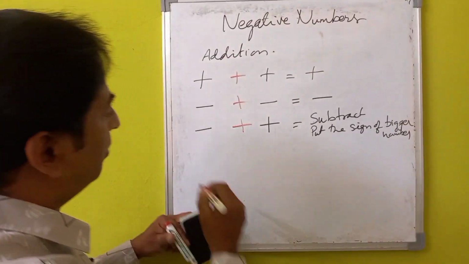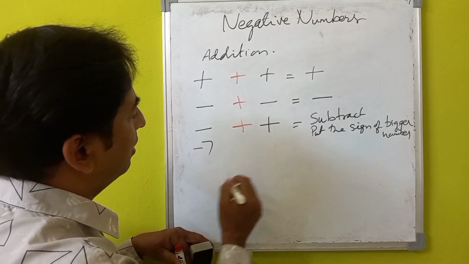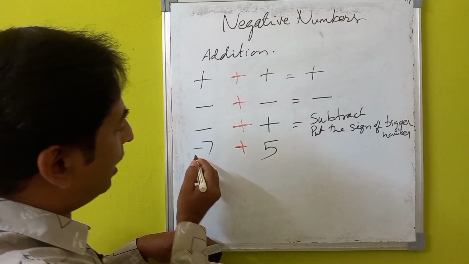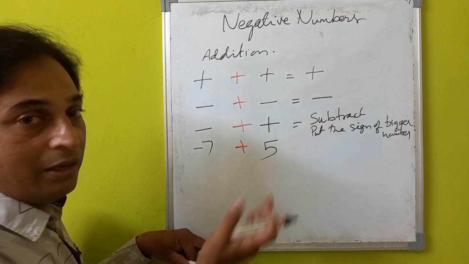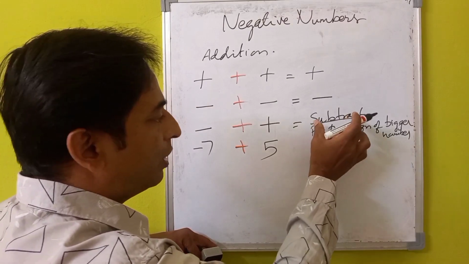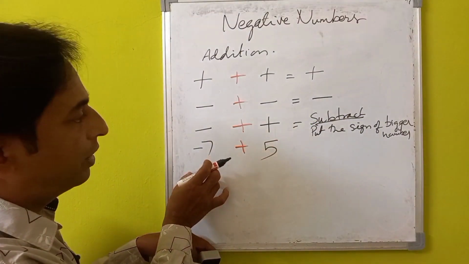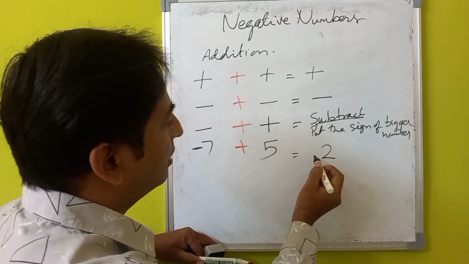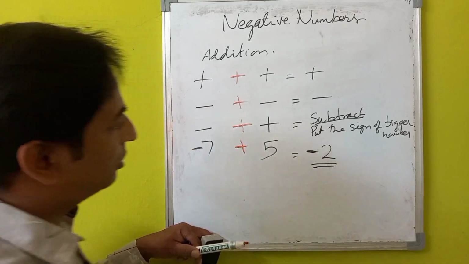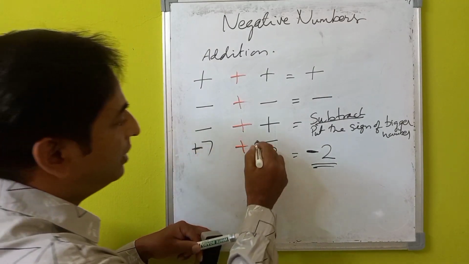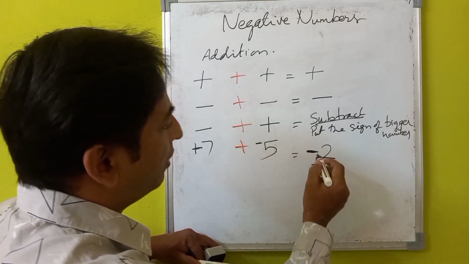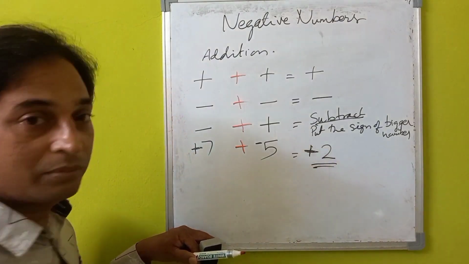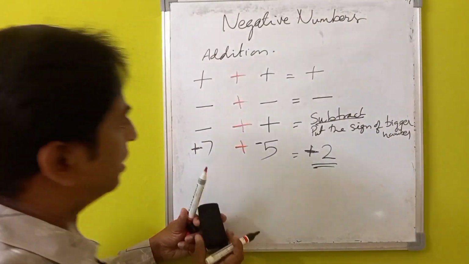Let us take an example: negative 7 added to positive 5, or just 5. One number is negative and the other is positive, which means the signs are different, so you need to subtract. Subtract the smaller number from the bigger number and put the sign of the bigger number. So 7 minus 5 is 2, and the sign of the bigger number, that is negative, has to be put on the answer. If instead this is a positive 7 and this is negative 5, the answer is again 7 minus 5, which is 2, and the bigger number is 7, so the result is positive. So these are the rules regarding addition.